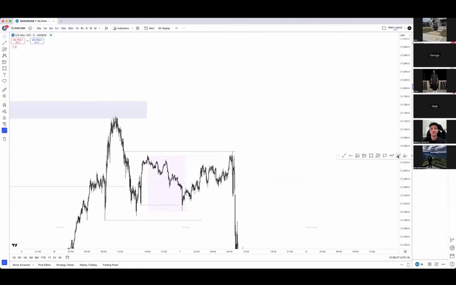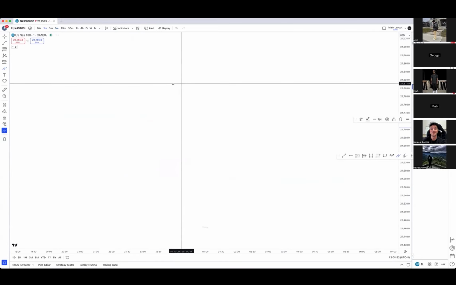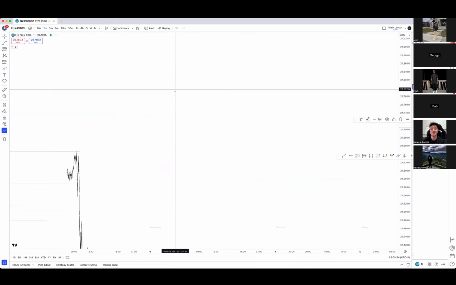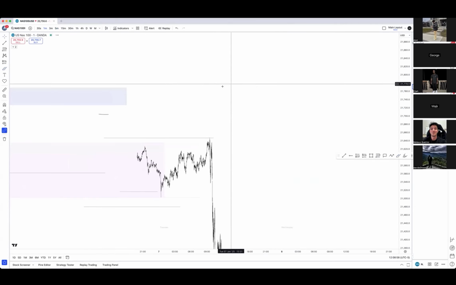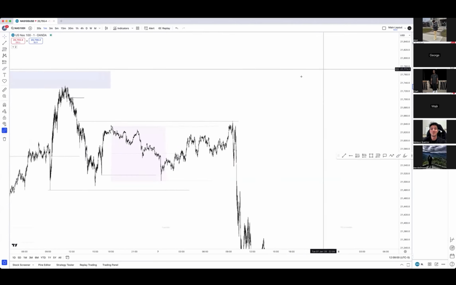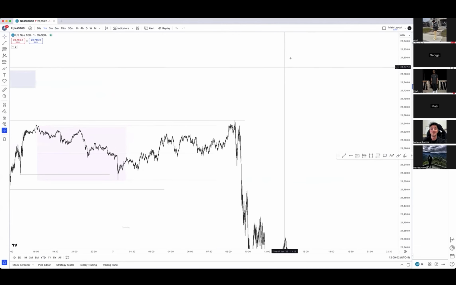I had this marked. That right there. Obviously, I didn't really expect it to come all the way up there. I was planning on taking a higher time frame entry. Unfortunately, it just wicked above here and then sold off. In terms of entries, you got this.